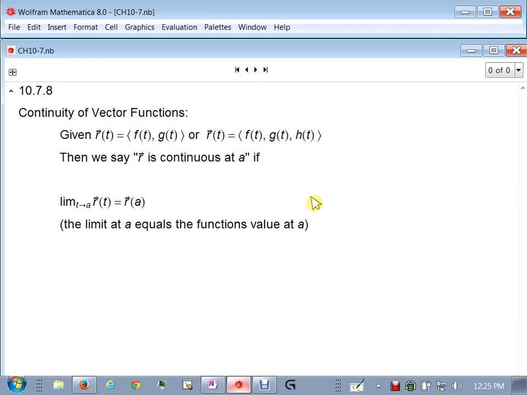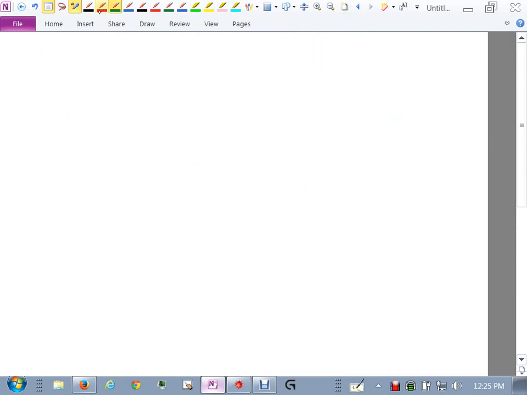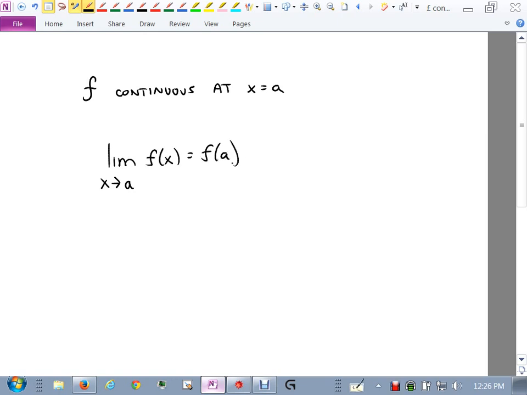Continuity. Given a vector, what did it mean for continuity in Cal 1? What did continuous mean? Yeah, very good. That was the definition of it. To say that a function f was continuous at some value x equals a meant that the limit as x approached a of the function was equal to the function's value at a. That's what continuity at a point meant in Calculus 1, which was a long time ago.